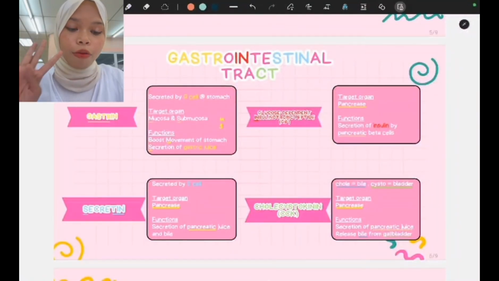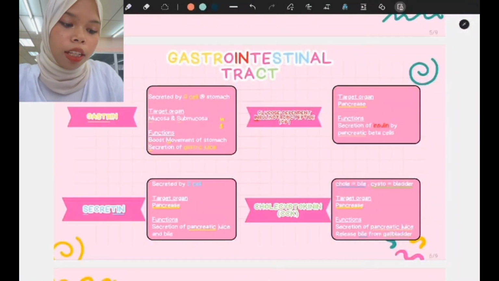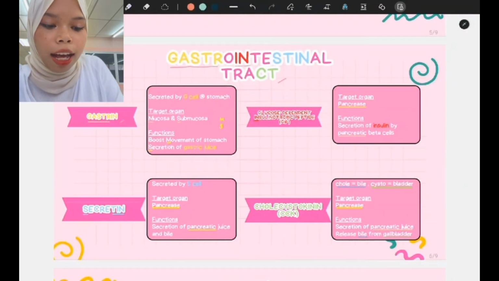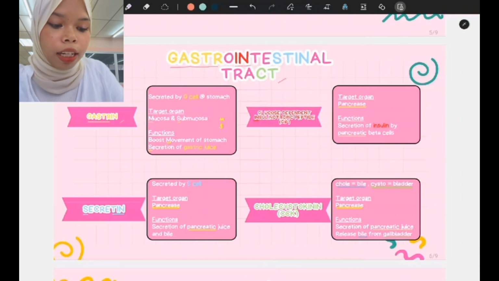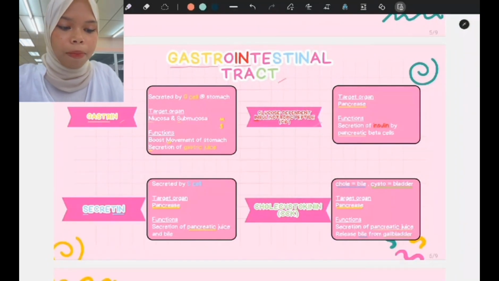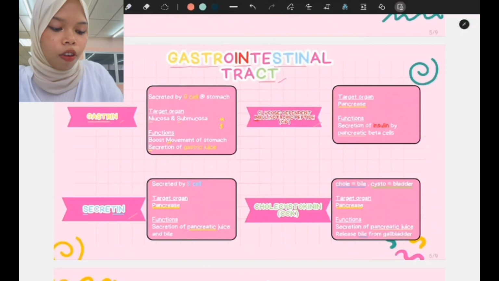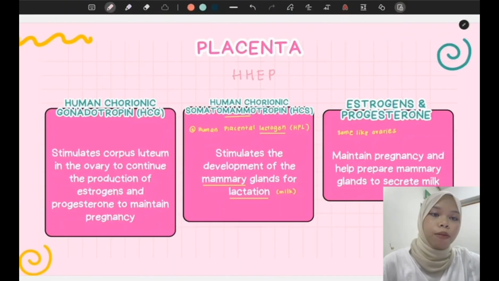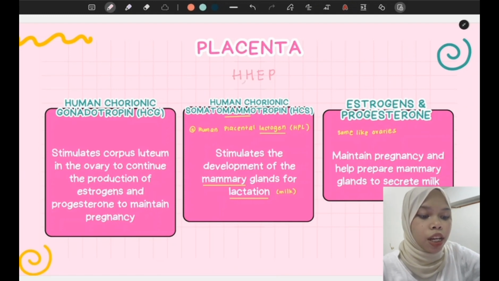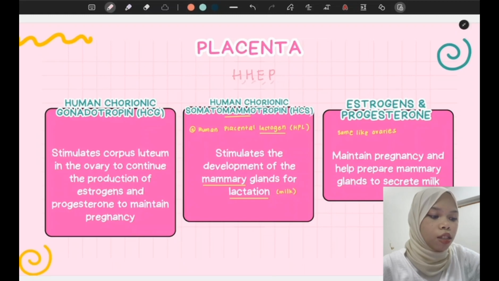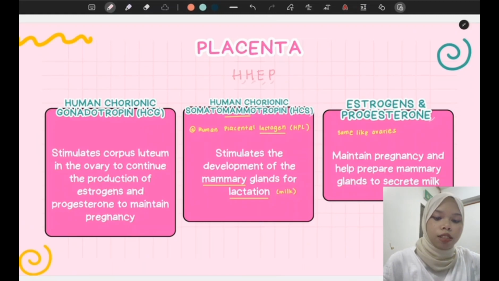We can abstract 4 hormones that are released by the gastrointestinal tract, which is GASTR-IN-CT: GAS is for gastrin, TR is for glucose-dependent insulinotropic peptide GIP, and IN is for secretin, while CT is for cholecystokinin. We can remember the hormones that are secreted by the placenta by the mnemonic HHEP. H stands for HCG, the second H stands for HCS, E stands for estrogen, and P stands for progesterone.